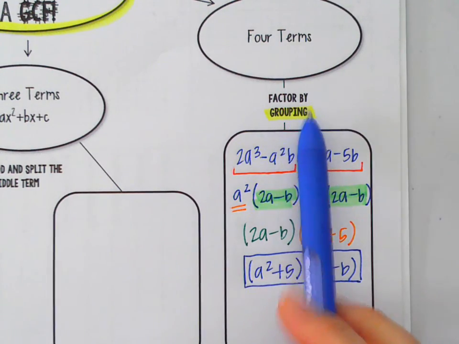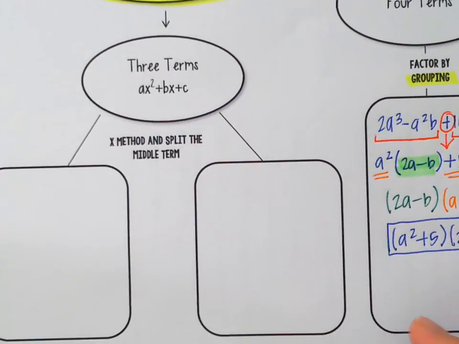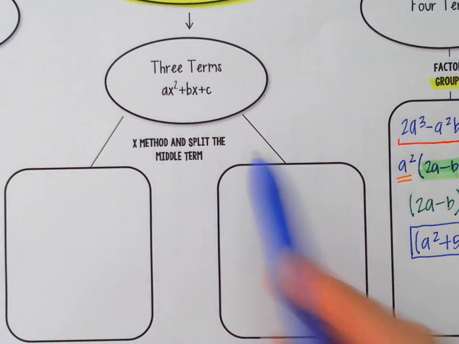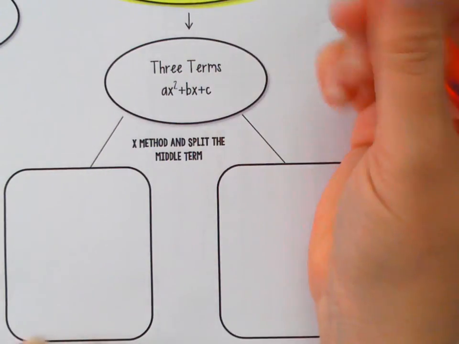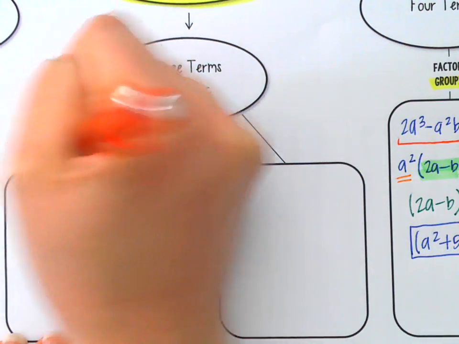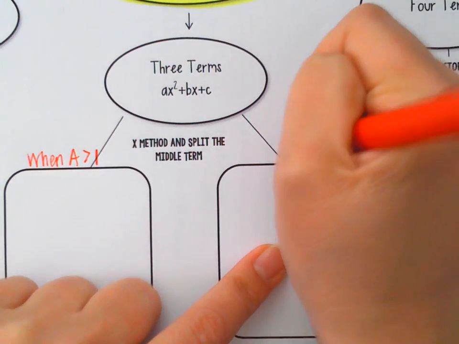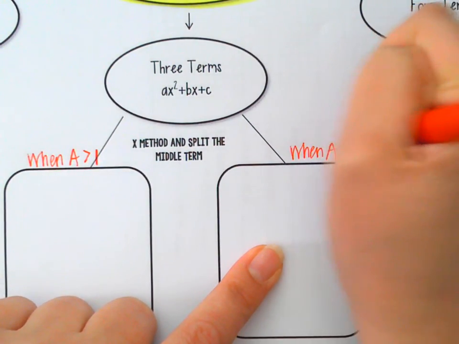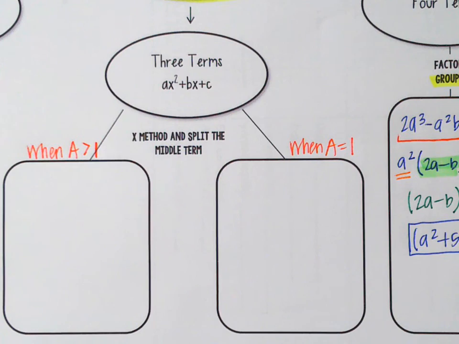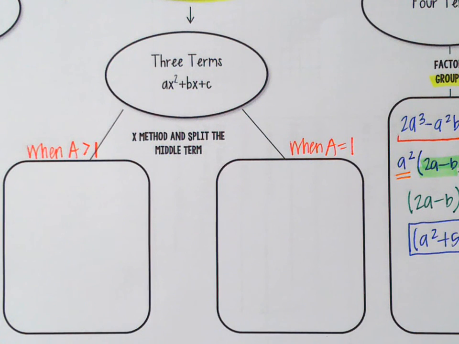After we talked about factoring by grouping, we moved on and talked about when there are 3 terms, something like ax squared plus bx plus c. We started when a was greater than 1, so I'm going to do that here. And then we went into when a is equal to 1. We really didn't have to split these up, but I wanted to remind you of the shortcut when a is equal to 1. Remember, we use the x method and we split the middle term.